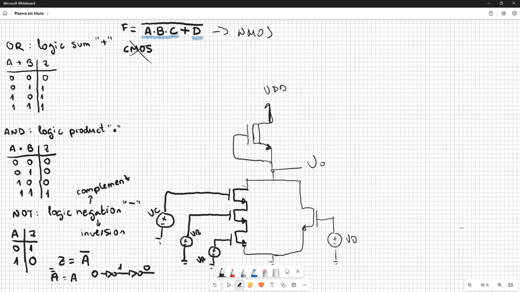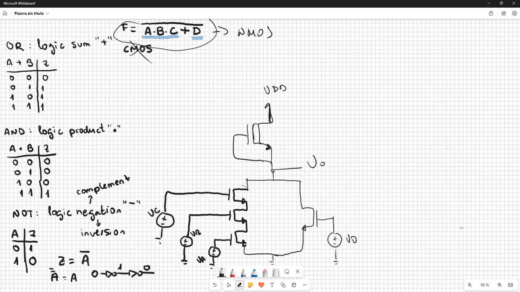I may give you a function like this one, for example, and ask you to design the circuit that implements this function. I have to tell you if you have to use NMOS or CMOS, or I can tell you that you can use the one that you prefer. So this is a typical thing that can be asked in the exam.